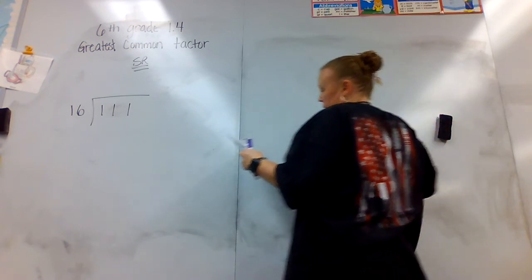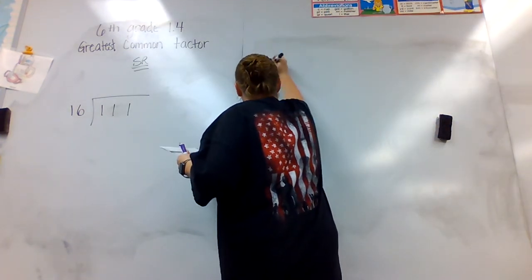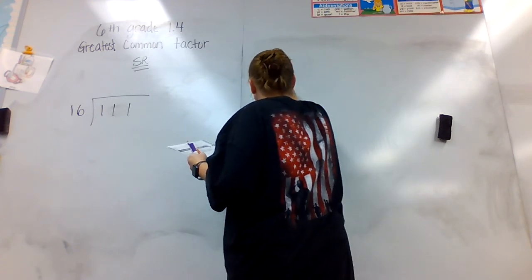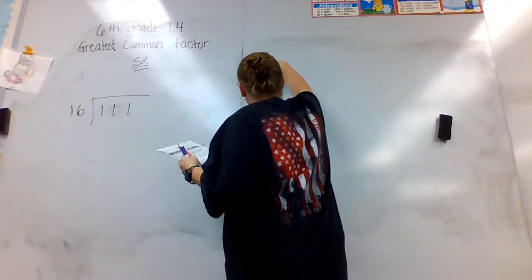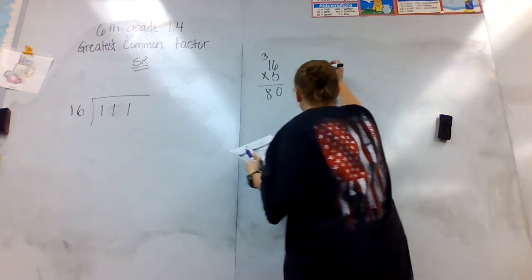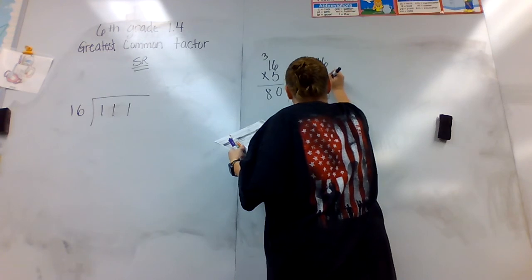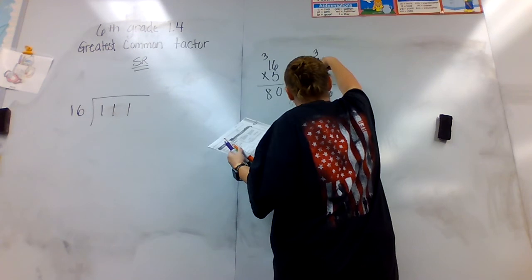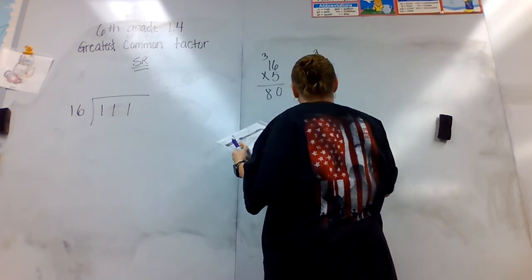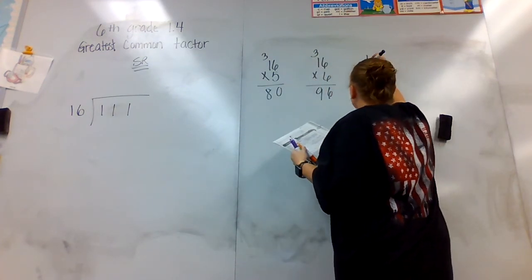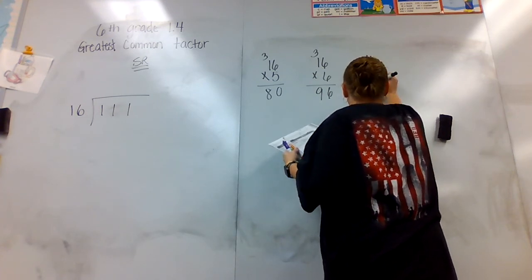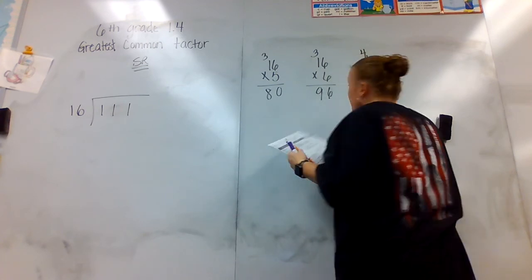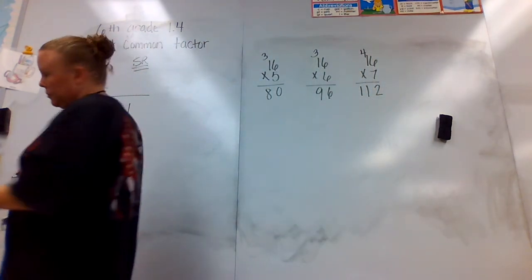All right. So now 16, let's go 5. 5 times 6 is 30. Carry the 3. 5 times 1 is 5. Plus 3 is 8. That's not high enough. 16 times 6. 6 times 6 is 36. 6 times 1 is 6. Plus 3 is 9. All right, let's try one more just in case. 16 times 7. 7 times 6 is 42. 11, that's 112. That's too many, okay?